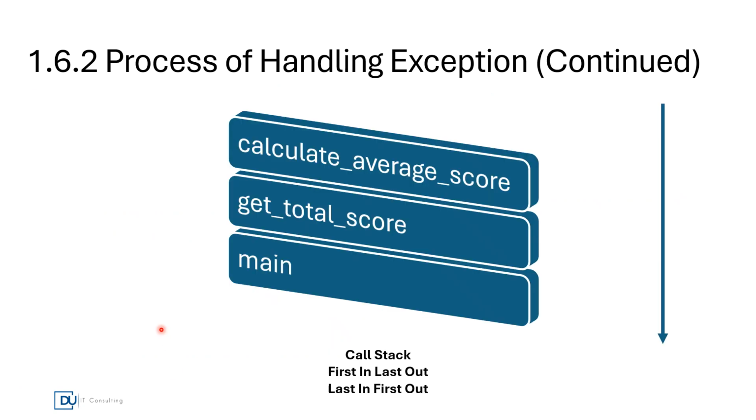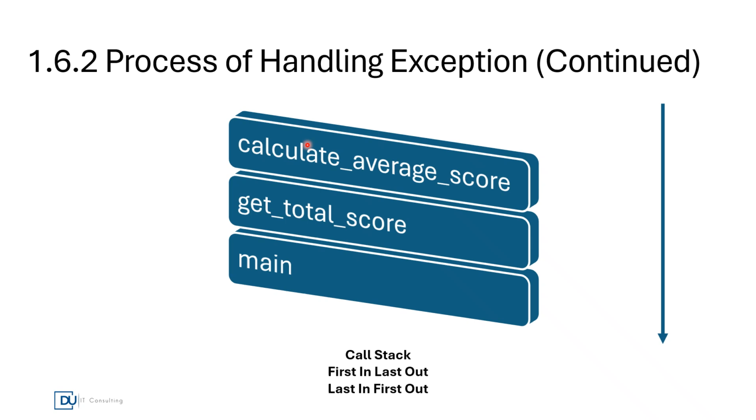Now, let's take a look at the call stack. Whenever we call a method and that method calls another method, a stack is maintained. A stack is usually last in, first out, or first in, last out. So whatever method was called first will be the last method in the stack. The main method was called first, so it is added to the bottom of the stack. On top of that, we have get_total_score, and then finally calculate_average_score.